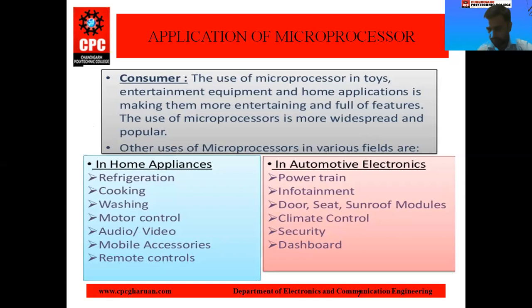Just like if we want to convert an audio signal to an electrical signal, then a microphone is used. After that, the electrical signal is converted into digital form, and the digital form is processed by the microprocessor. That means the processing unit is the microprocessor. And automotive electronics, like powertrain, security system or dashboard. These are the applications of microprocessors.